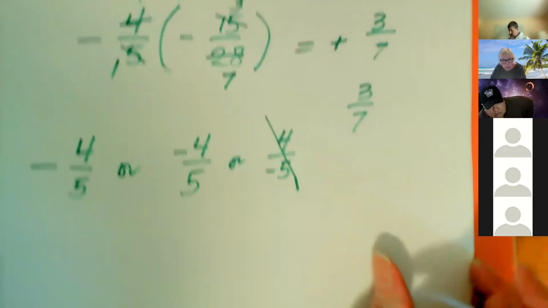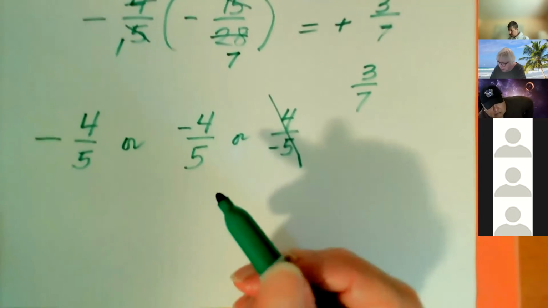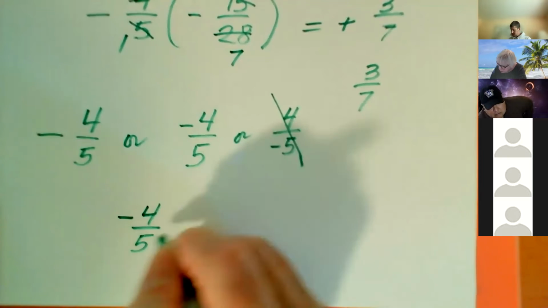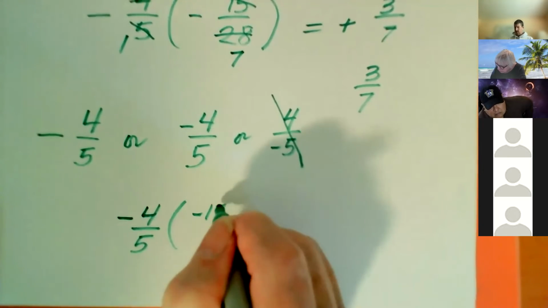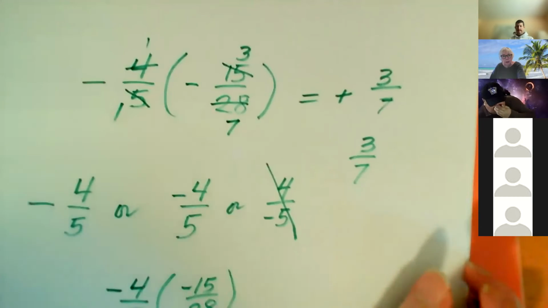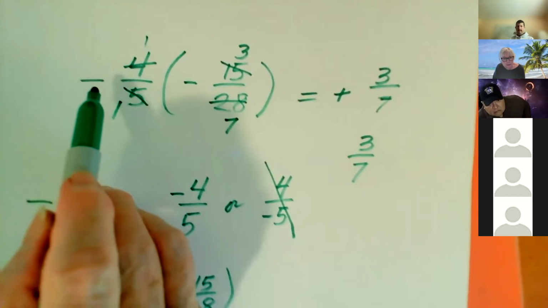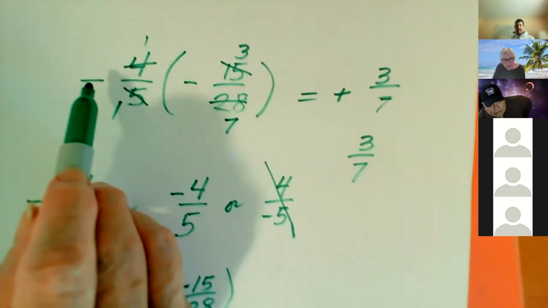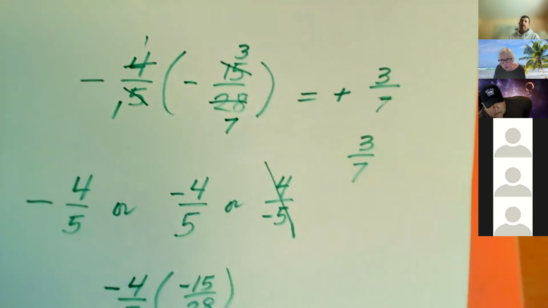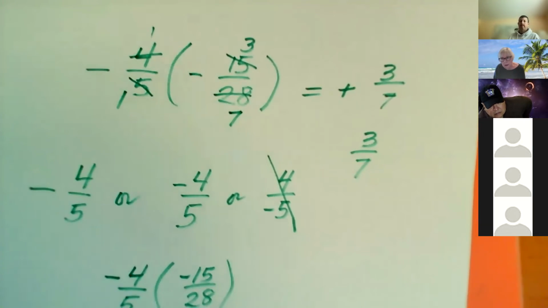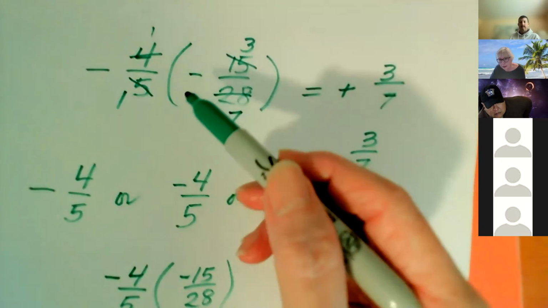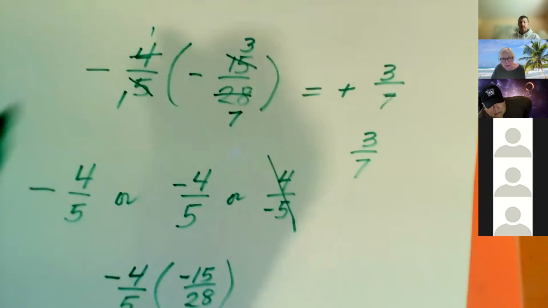Let me show you this problem written the way I would normally write it. It would have been negative 4/5 times negative 15 over 28. The problem with this approach is people are thinking, well, there's a negative here, but does it go to the 4? Does it go to the 5? Does it go to both? If it goes to both, then it's positive. A negative divided by negative is positive. So we're not clear.